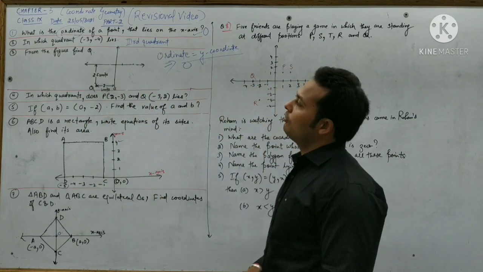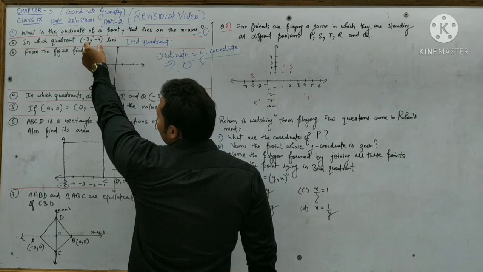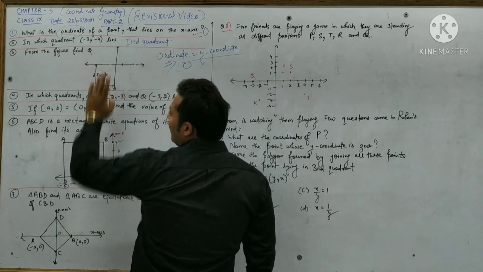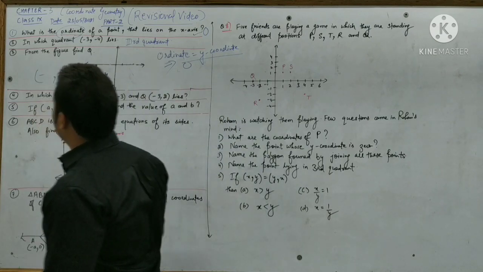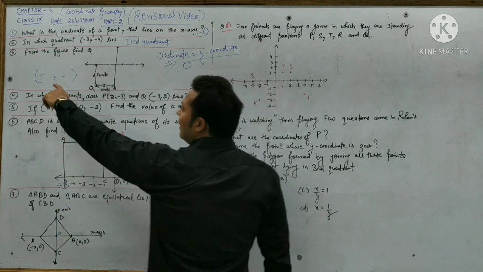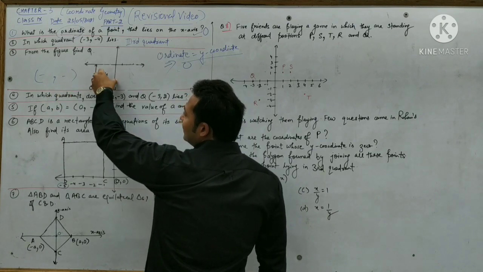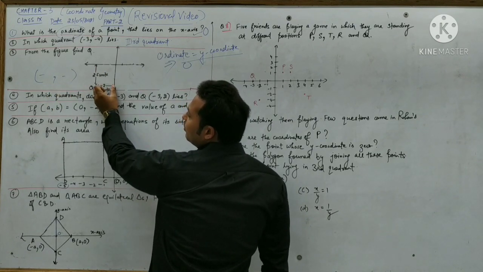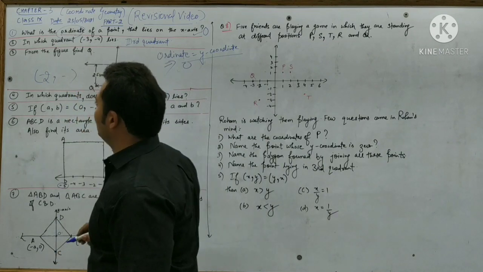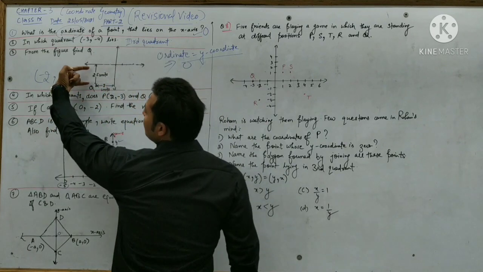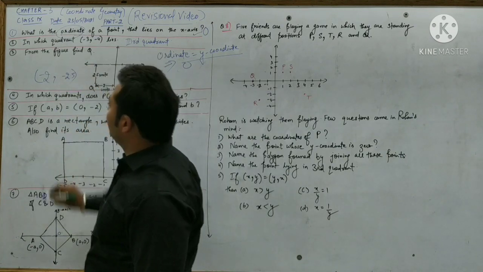From the question we are to find the value of Q. See, Q is lying in the third quadrant, which means that both its abscissa and ordinate would be negative. Abscissa is the perpendicular distance of this point from the y-axis. The perpendicular distance of this point from the y-axis is 2, therefore its abscissa is -2. And the ordinate is the perpendicular distance from the x-axis. It is -2.5.